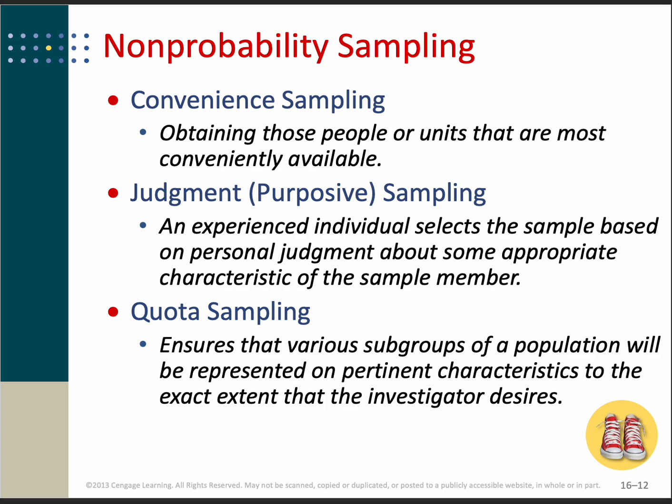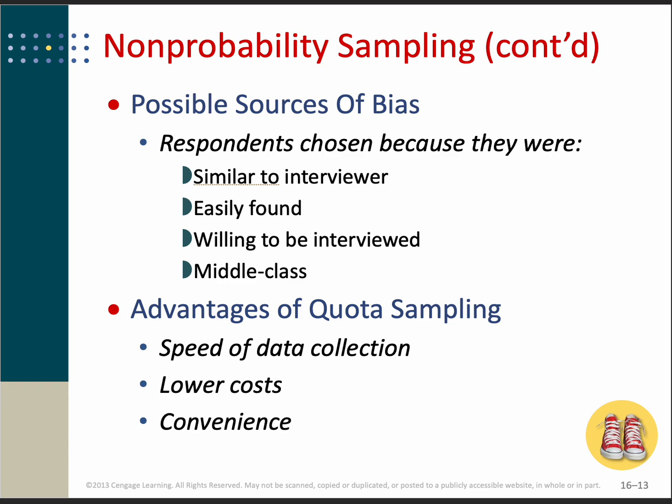So convenience sampling, here's where the non-probability, this is where we get kind of a feel for what's going on, the reality of things. So convenience, judgment, executive judgment, things like that, quota sampling, and so on. Sources, possible places of bias, non-probability, similar to the interviewer, easily found, willingness to be interviewed, middle class. Now, it doesn't matter if you've got a probability sample if they aren't willing to talk to you. So there's some real practical reasons for some of these things. But it's something you want to account for.